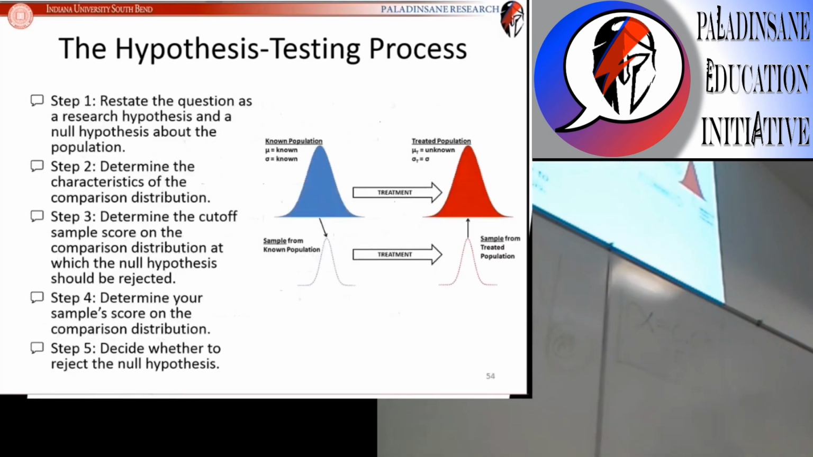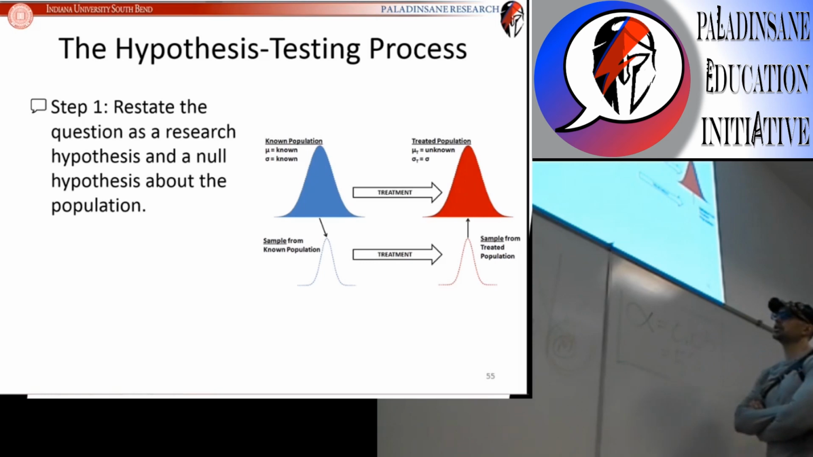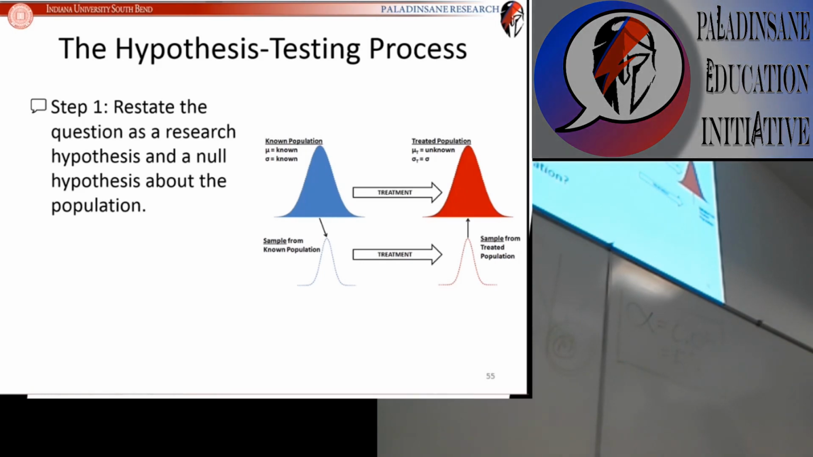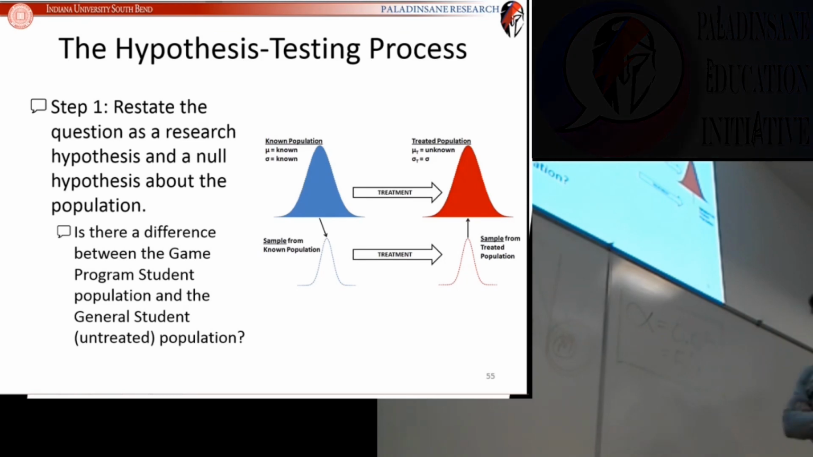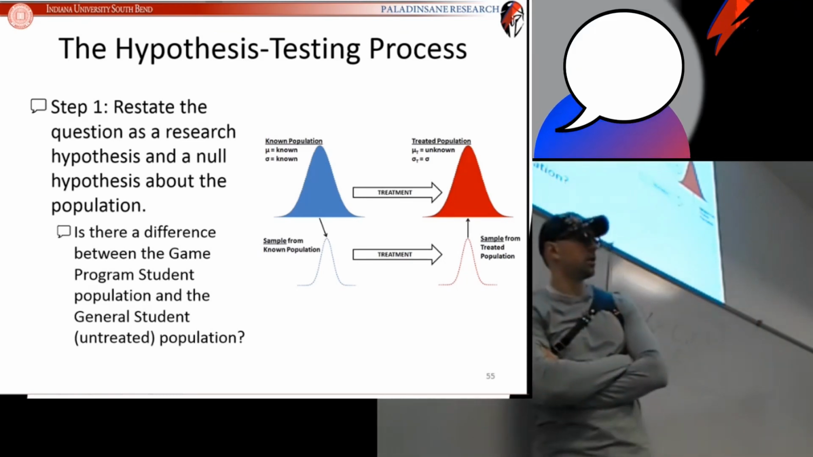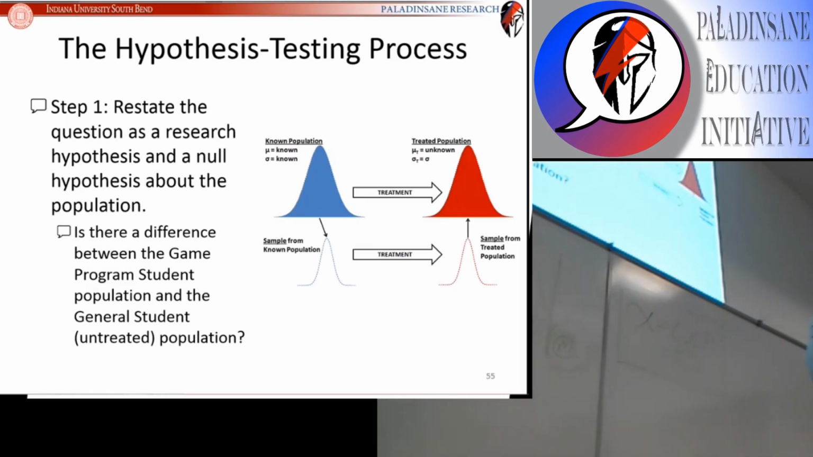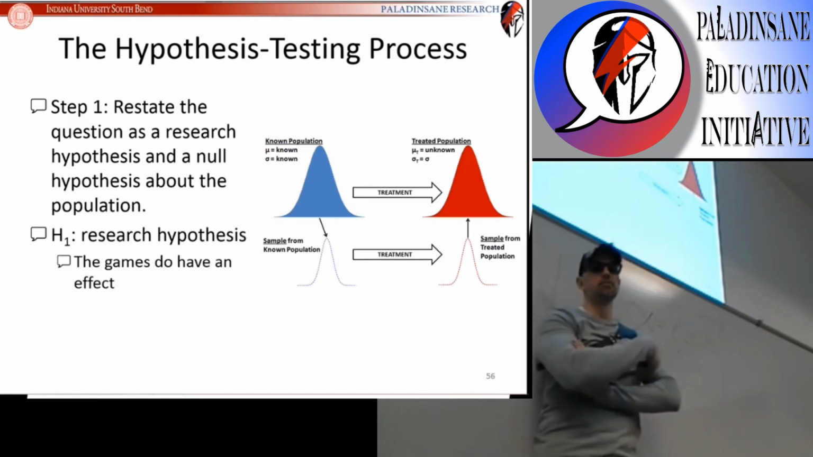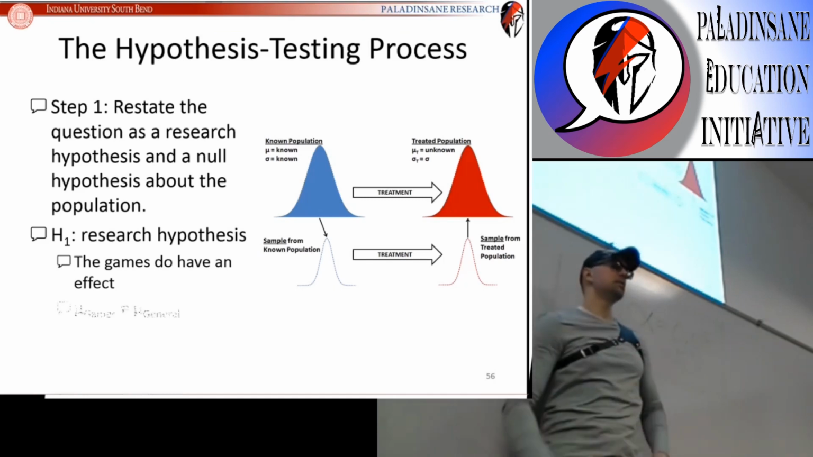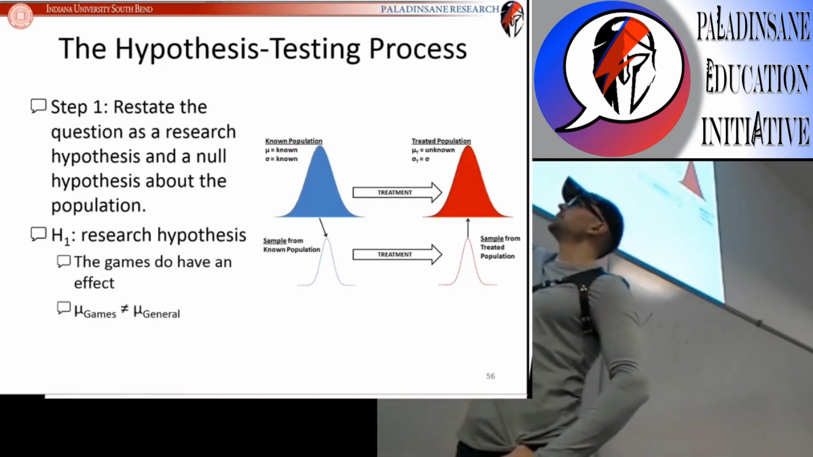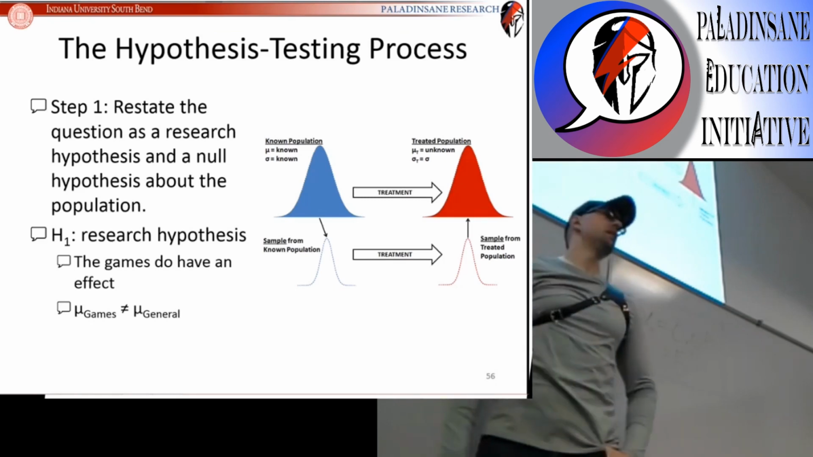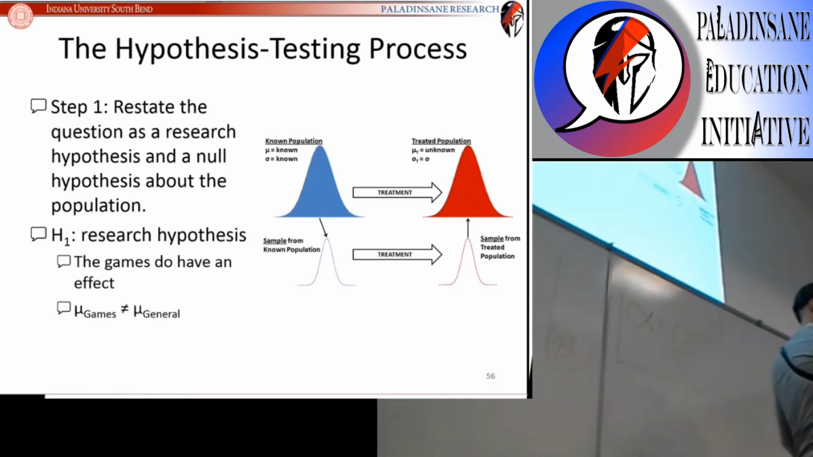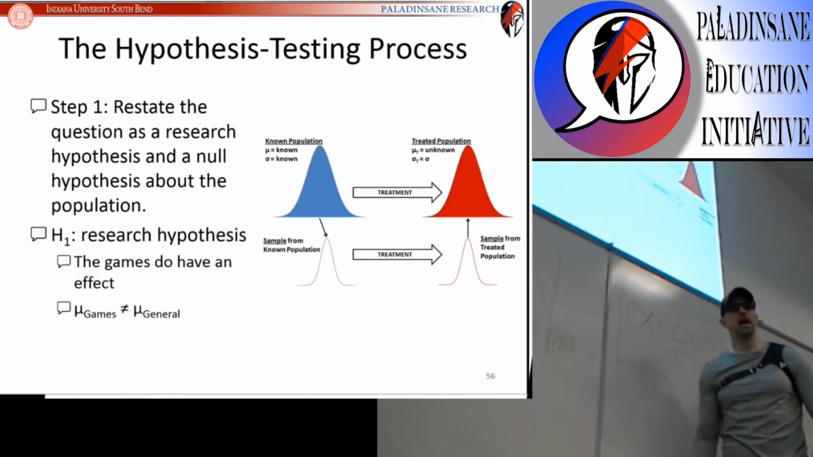Let's start off with step number 1. We've got to restate the question as a research hypothesis and a null hypothesis about the population. So is there a difference between the game program student and the general student, i.e. untreated population? That's what we want to know. Is there a difference between the self-esteem of these two populations? Our research hypothesis is that it is different, that the game program does have an effect, and we can write this out as the mean self-esteem for the games population does not equal the mean self-esteem for the general population. So that's the indication that the treatment has an effect. The treatment actually does something.